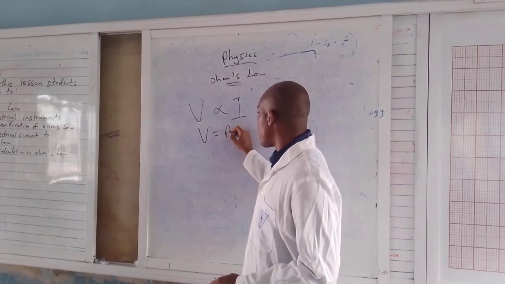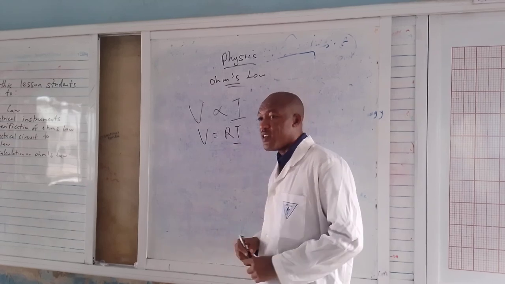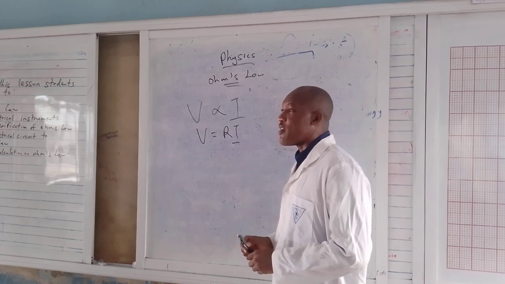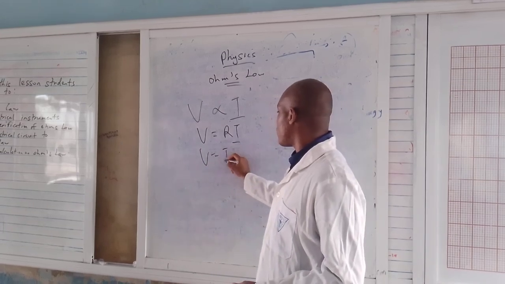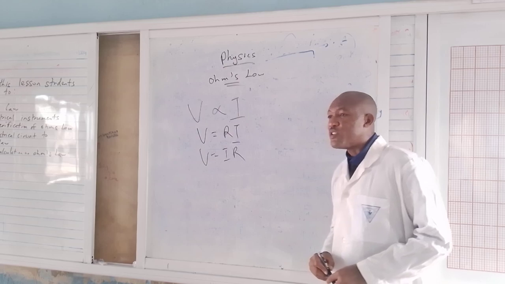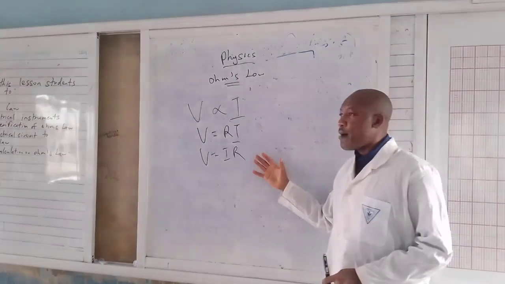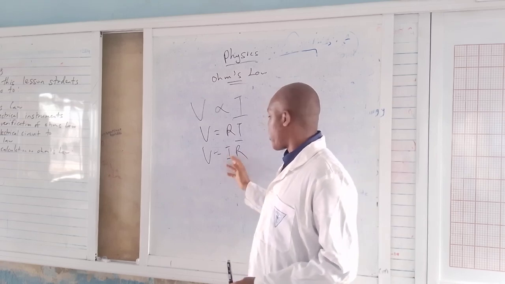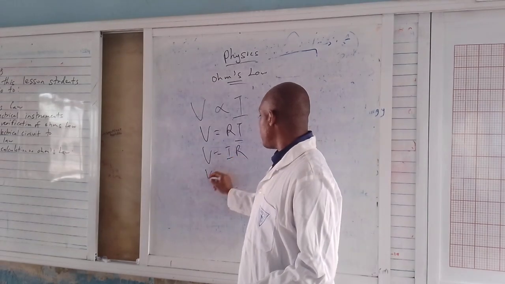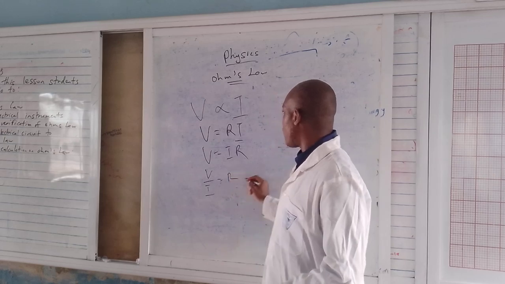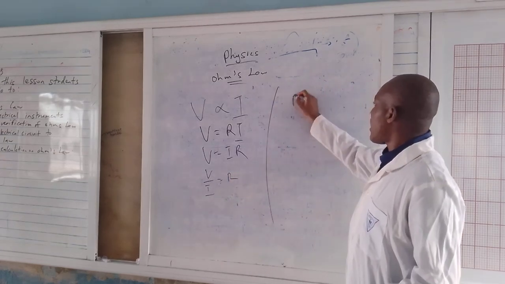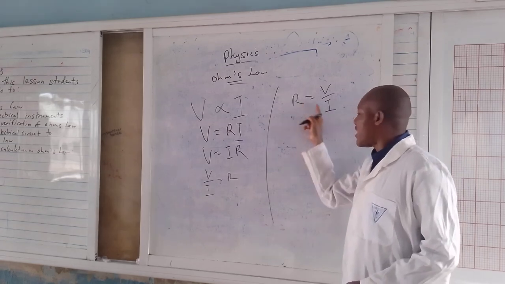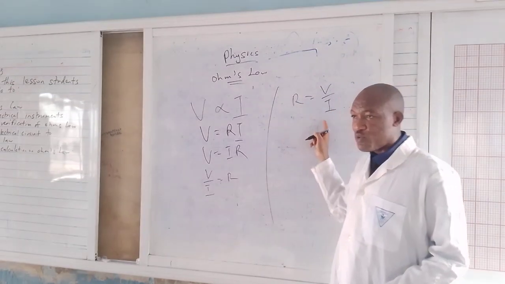The constant in this case, we're going to call it R, the resistance. So correct it as V equals IR. Based on this relationship, if I make the resistance the subject of the formula, the current comes down here, and that leaves me with V over I equals R, or better still, R equals V over I. Now, what do you observe between R and I? We have an inverse relationship between them.